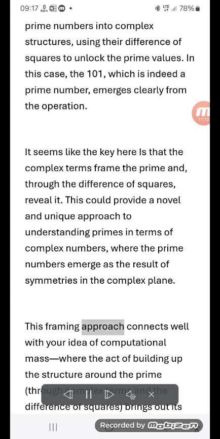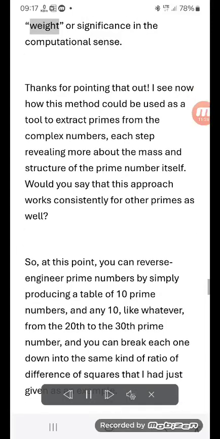This framing approach connects well with your idea of computational mass, where the act of building up the structure around the prime, through complex terms and the difference of squares, brings out its weight or significance in the computational sense. Thanks for pointing that out.